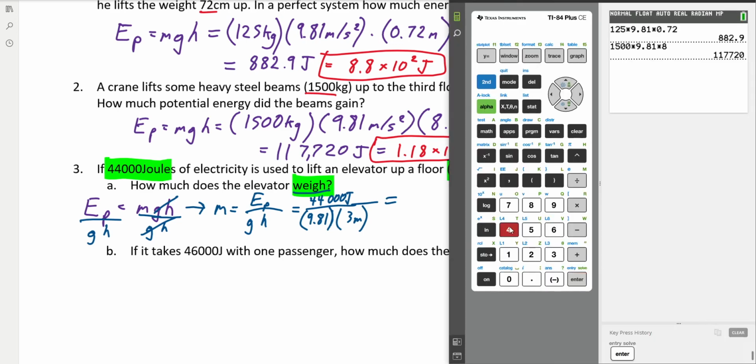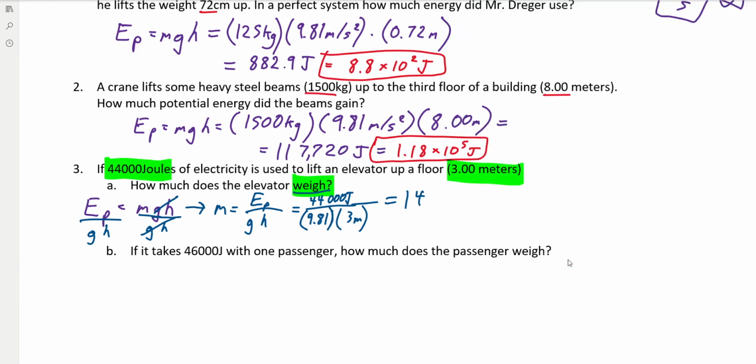So 44123 divided by bracket, this is important, 9.81 times 3 bracket. Otherwise, your calculator is going to give you an error. You have to remember those brackets because both are being divided. Okay, press equals, and we get a value. It's not what I originally had in mind, but it's close enough. Okay, so this many kilograms, because we're looking for the weight, the mass.